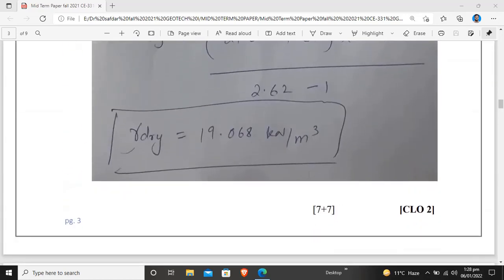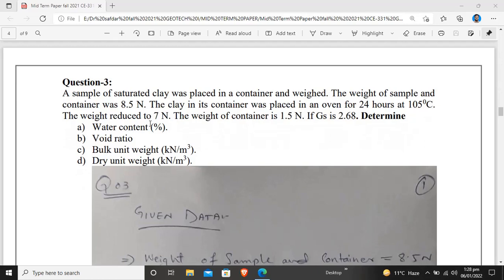Now furthermore, in question 3, you are given the weight of a sample in a container. The weight of sample in container was 8.5 Newton, that is the weight of sample plus container. After that, the container was placed in an oven for 24 hours and the weight reduced to 7 Newton. In this weight of 7 Newton, the weight of the container is also included. The weight of the container is 1.5 Newton and the specific gravity is 2.68. Determine water content, void ratio, bulk unit weight and dry unit weight.